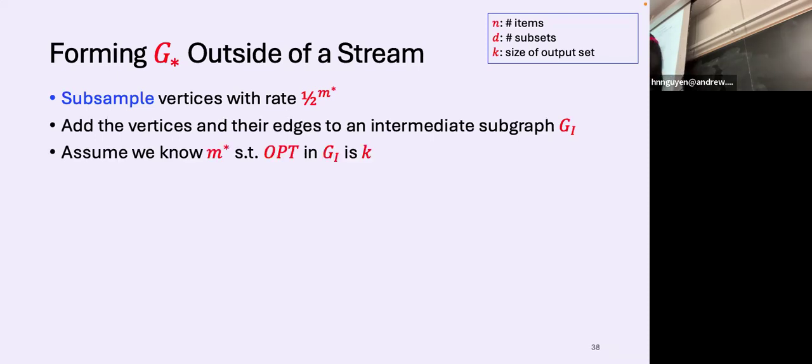Let's say that we assume we know some m star such that when I'm subsampling, my opt in GI is around k. And here, opt just means the maximum number of items that I can cover with k subsets. So I probably had a larger opt in my overall graph, and now all I'm saying is I'm going to subsample down such that my optimum answer in this intermediate graph GI is actually k. Does that make sense?